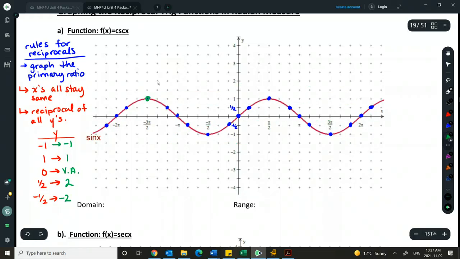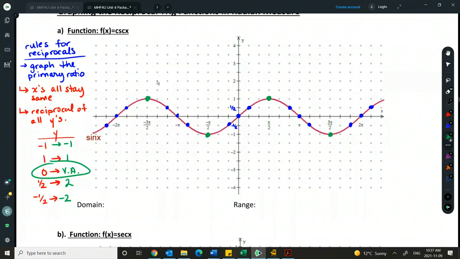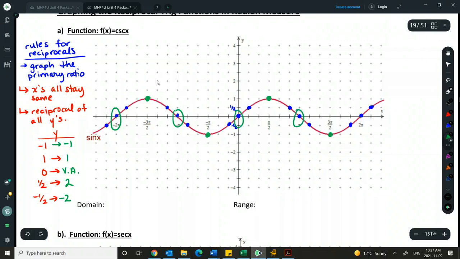I'm going to mark these off in green. This is the same, this will stay the same, and this will stay the same, and that's all the negative ones and ones I can see. Zeros, I'm going to mark off vertical asymptotes where any x's have y's that are zero. So that's all the x-intercepts. All of these right here are going to become vertical asymptotes of my reciprocal function. So we're going to mark off dotted lines right along here.